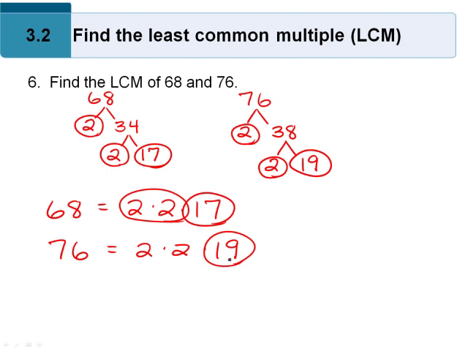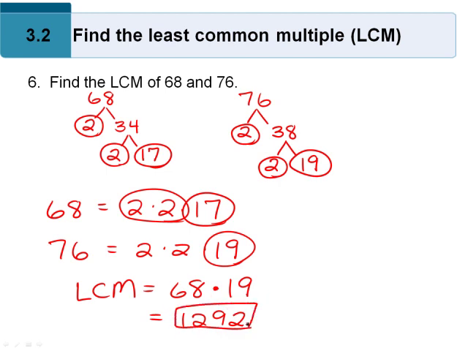Okay? So we circled the entire top line, which was equal to 68. And then the other factor was 19. So now 68 times 19, wow, big number, is 1,292. And that is your least common multiple there.